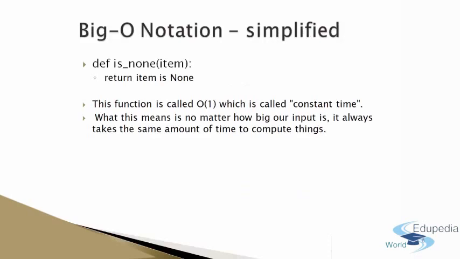Now let's see one more example. Just consider this pseudocode. In this pseudocode, we have def is_none(item). So is_none is a method and we are passing item to it. And what it does is it simply says return item is None. So it will return item equals None.